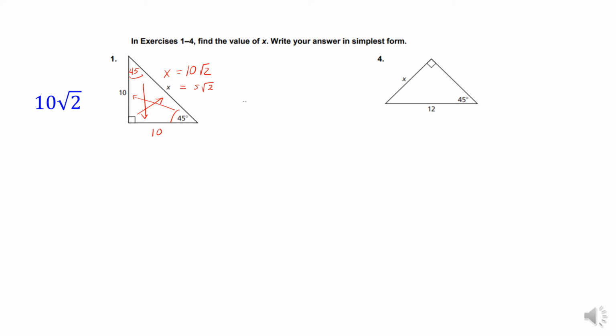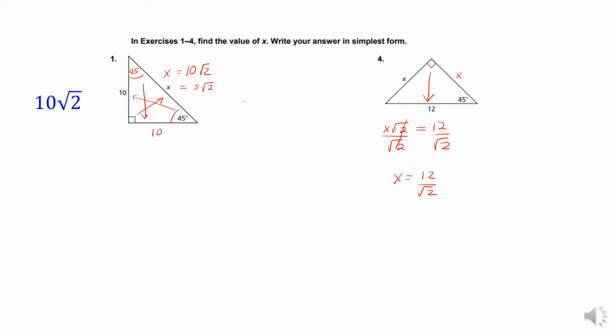All right, now this one is the kind that you might get confused on. This is your hypotenuse. My side is x. So what I'm going to do is say my hypotenuse should be x square root of 2. And now I know that it equals 12. So what I have to do is get x alone. So I'm going to divide by square root of 2, and I get x equals 12 over the square root of 2.